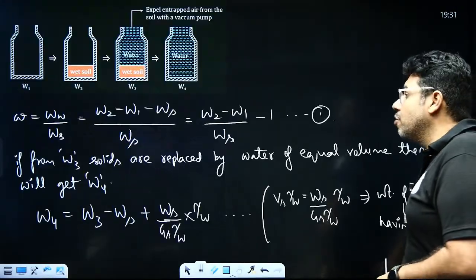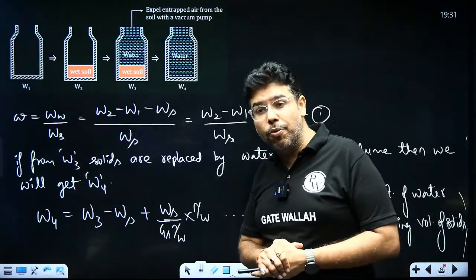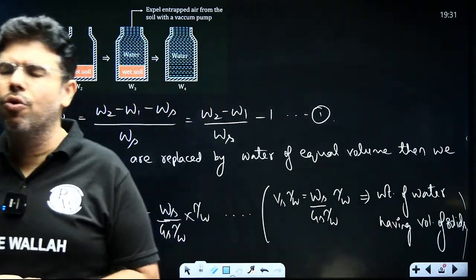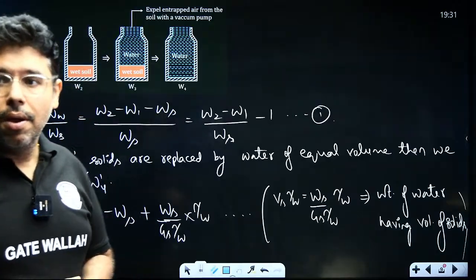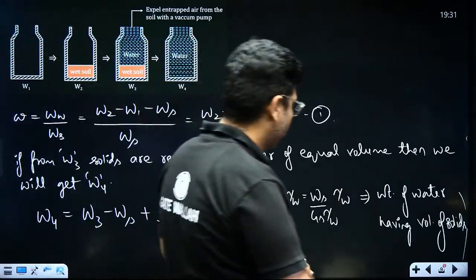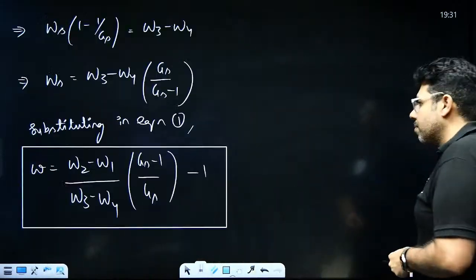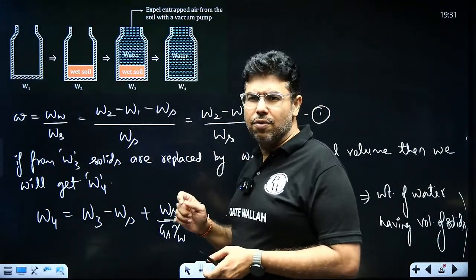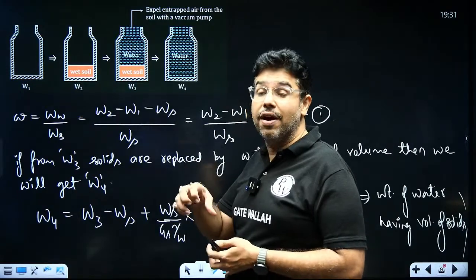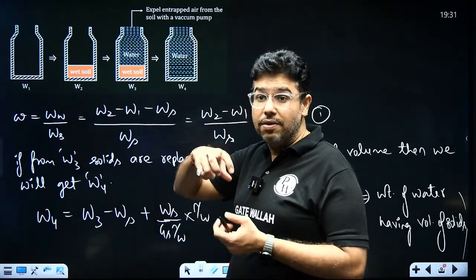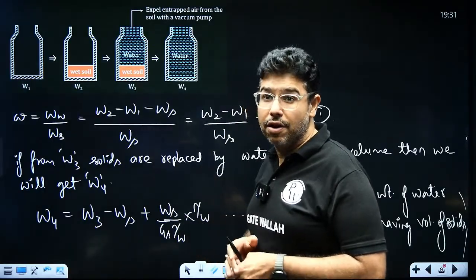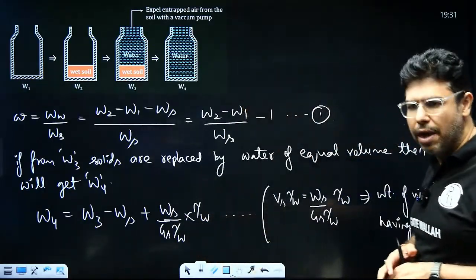And one more thing, you should understand that the pycnometer method is a lab method, and it is a very quick method. You don't have to wait for 24 hours. But given that you know the Gs of the soil, only then. And this is suitable for coarse grained soil, not for clays or fine grained soil, because in the case of fine grained soil like clays, removal of this entrapped air is very difficult. So it will introduce some errors there.